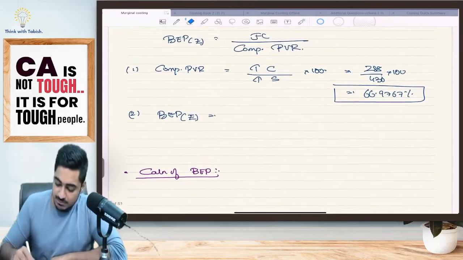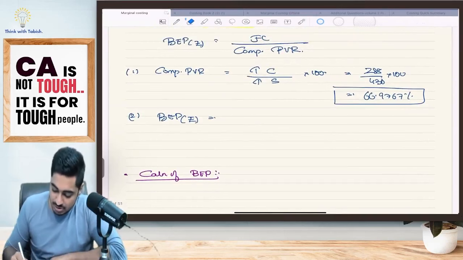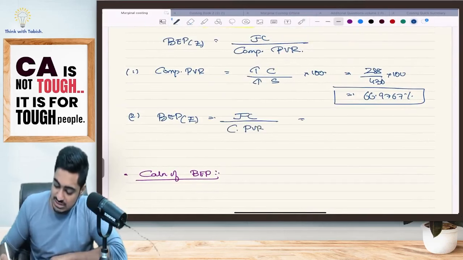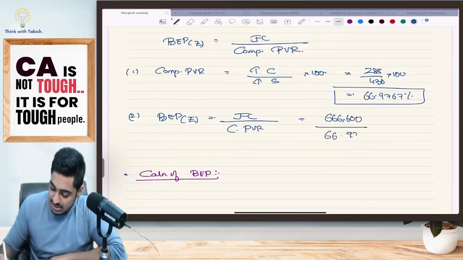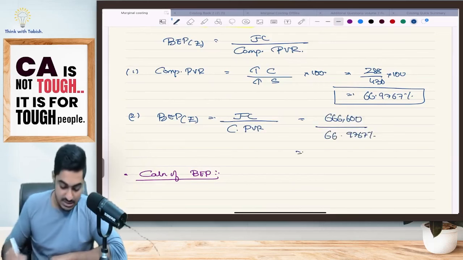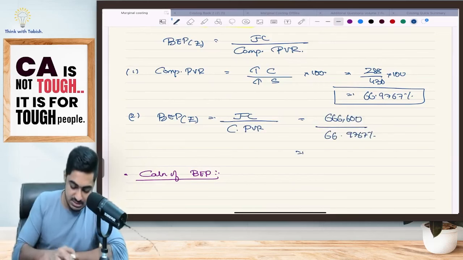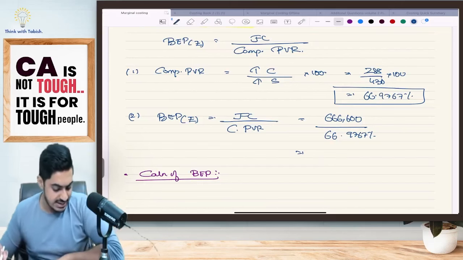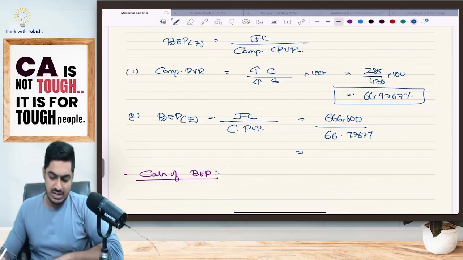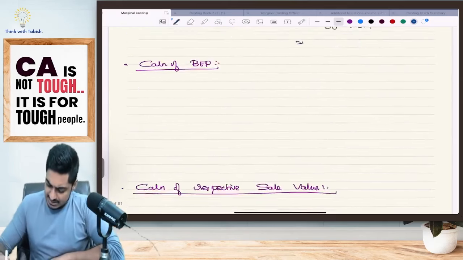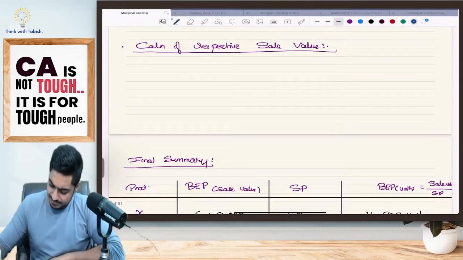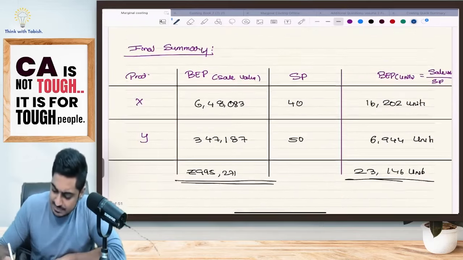Tell me what is BEP formula? I have already written. It is fixed cost divided by composite PV ratio. So it is 666,600 divided by 66.9767%. That means 666,600 divided by 66.9767. Is it going to be 9,95,271? Something like that? Yes or no, everyone? Yes, sir.